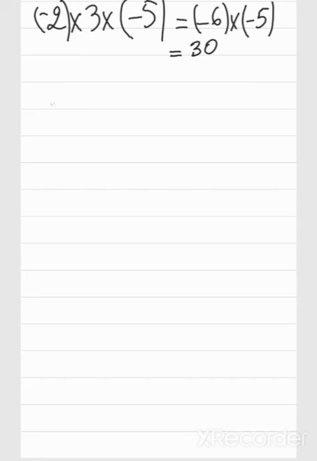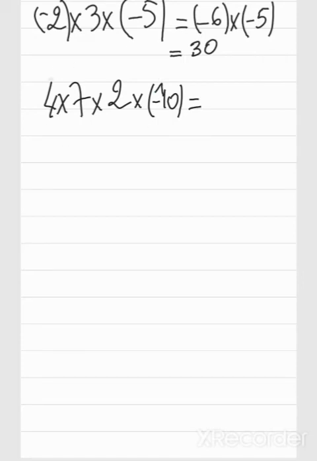What about 4 times 7 times 2 times negative 10? Can you guess the sign of the product? Of course, the first three are positive, and then the result is going to be multiplied by a negative number, so it's going to be negative. It's 28. It's 56 times 10, 560.